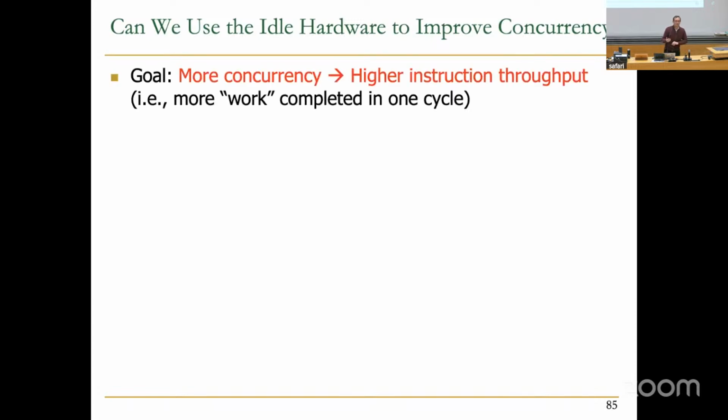And the goal is to really get more concurrency, enabling utilization of a bigger fraction of the machine. Essentially, what is more concurrency? More concurrency is you do more things at the same time, and this gives you higher throughput, higher instruction throughput. In other words, more work completed in one cycle.